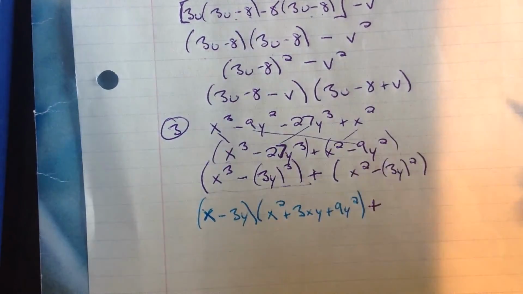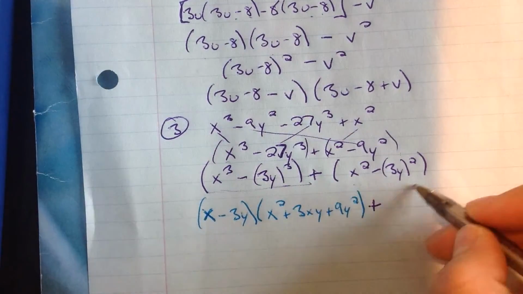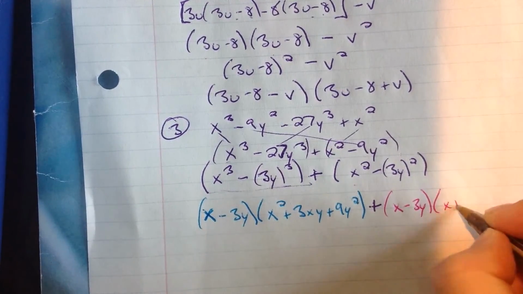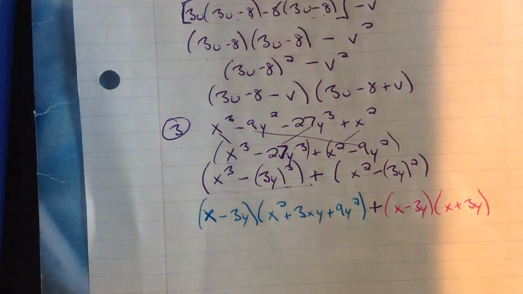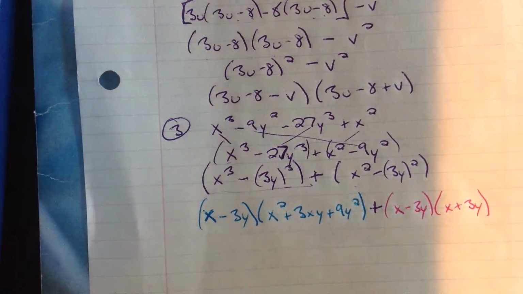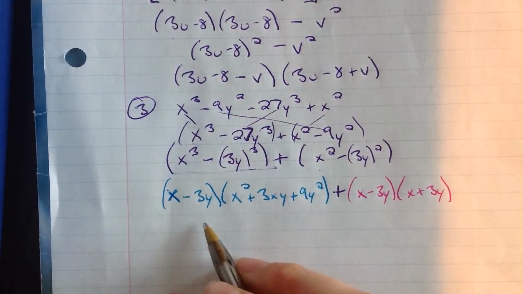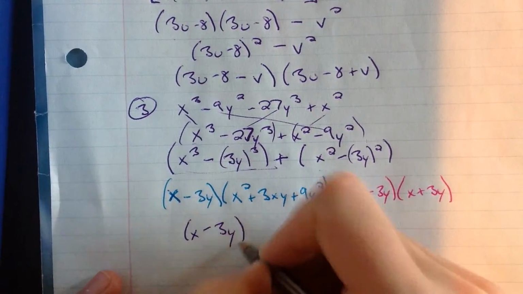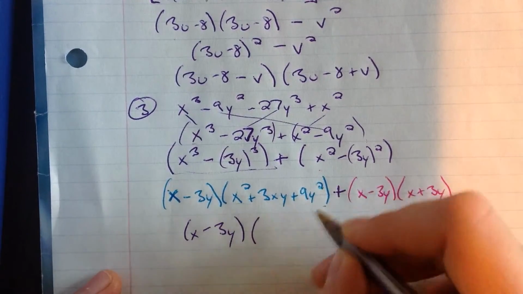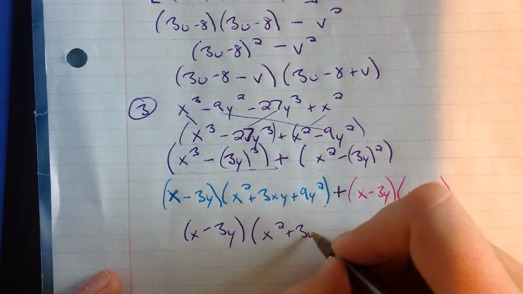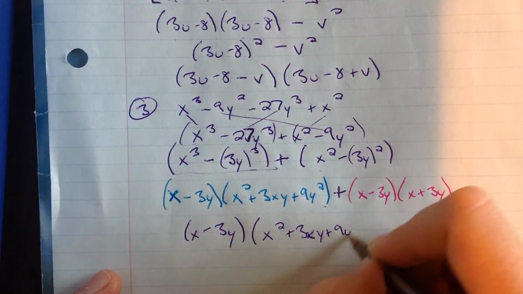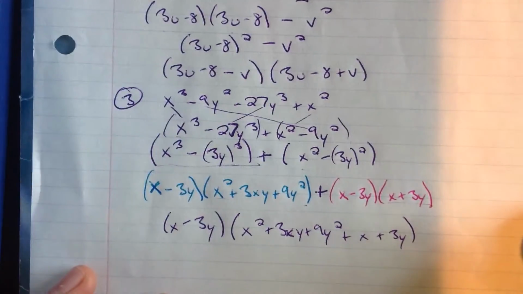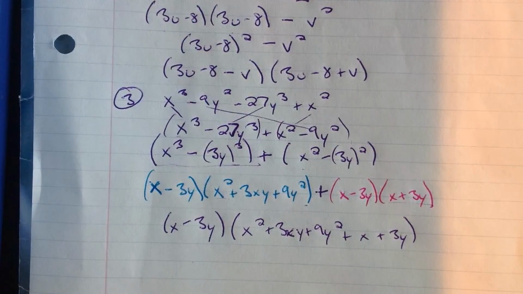Now, the second term, the difference of squares, becomes x minus 3y, x plus 3y. You'll notice something now. They both have an x minus 3y in common. So I'm going to factor that out front, x minus 3y. What I'm left with is this term, x squared plus 3xy plus 9y squared, plus this term. And I factored it.